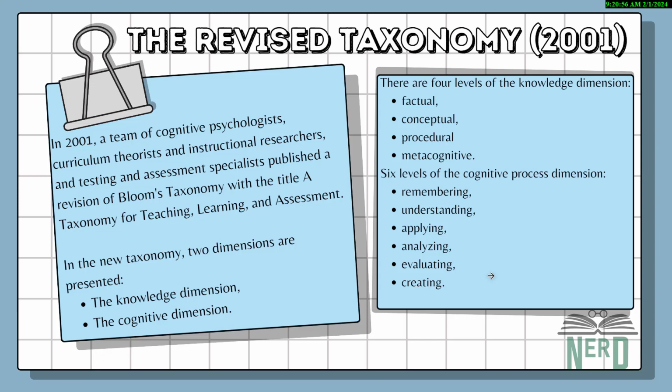So in 2001 there was a big update to the way we think about these educational levels, called the revised taxonomy, right? It's kind of like a game update that adds new features and makes everything more user friendly. So this update introduced two main dimensions, and can you guess what? Right, the knowledge dimension and what you do with what you know, the cognitive dimension. So in the knowledge dimension there are four levels: factual, conceptual, procedural and metacognitive.